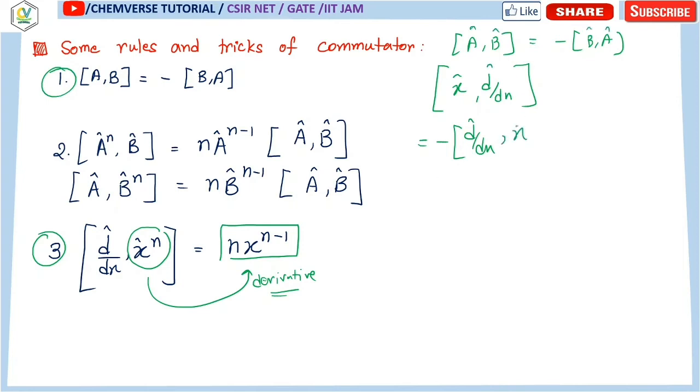Now minus of d dx x. Okay. Now compare this expression with this one. So d dx x to the power n implies the derivative of x to the power n, that is n into x to the power n minus 1. Okay. So we are just going to do that.